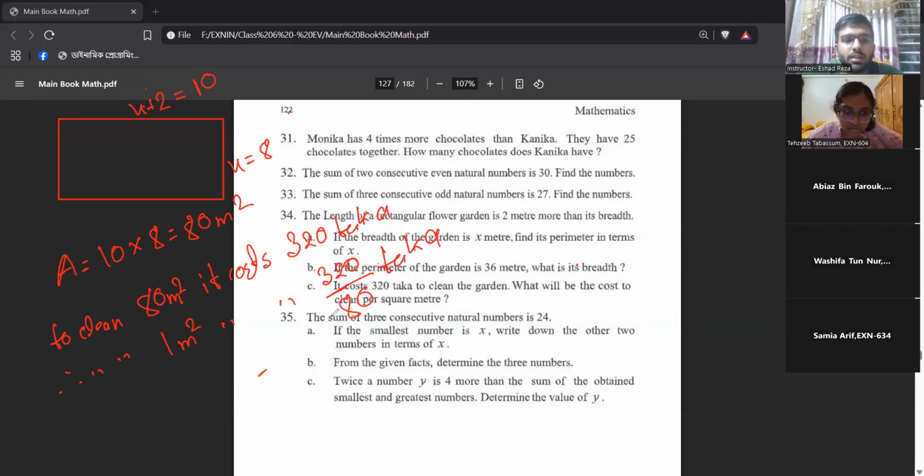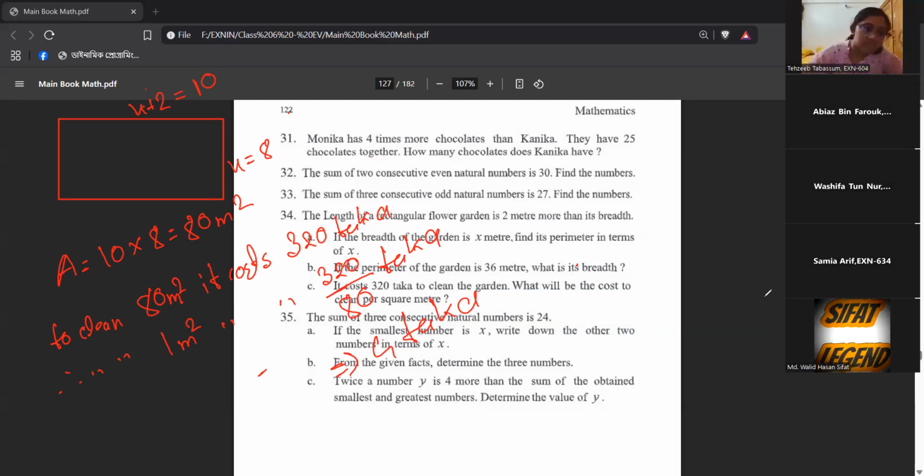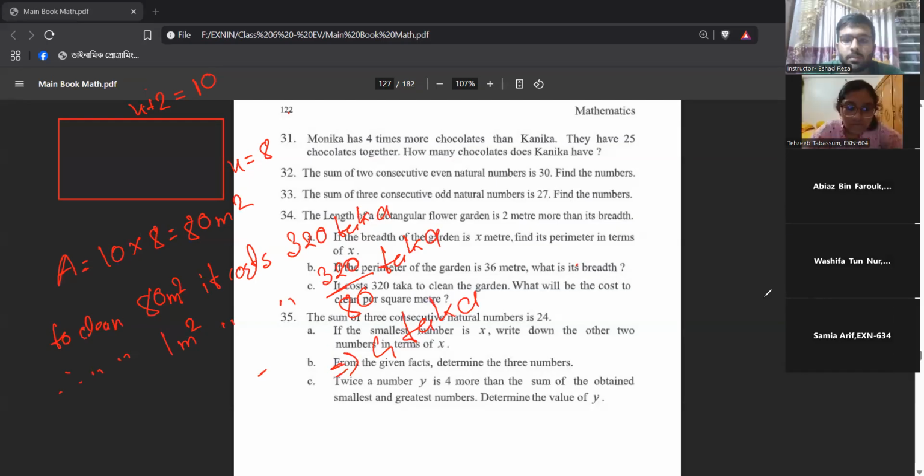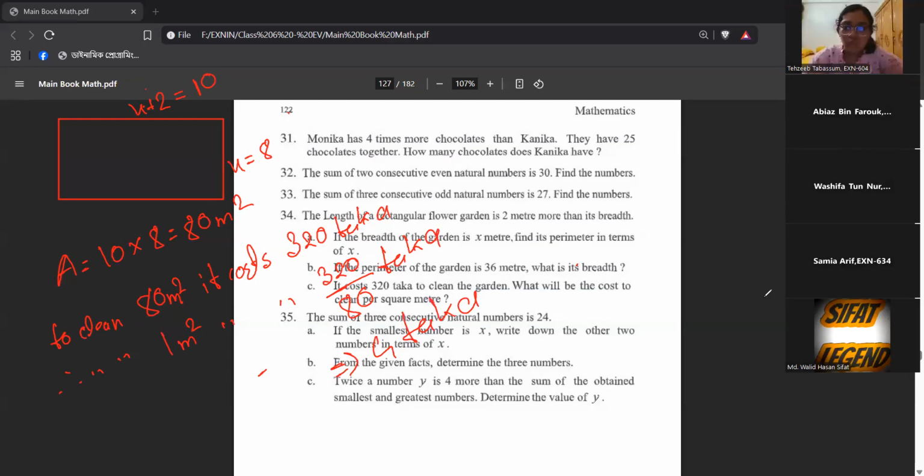So what is the answer to this? It is 4 taka, sorry. So each square meter takes 4 taka. Am I right? Yeah. So that's it. Does everybody understand? Yes, sir. Okay, what about the rest of you?